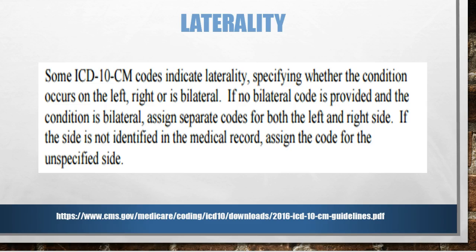Now, let's talk about laterality more in detail. If the code specifies right, left, or bilateral, choose the most appropriate code. If no bilateral code is provided and the condition is bilateral, assign separate codes for both left and right. If the site is not identified in the medical record, assign the code for the unspecified site. Never assume. If you see that there is a diagnosis that could be either left or right and it is not documented, you as the coder must select the unspecified site.